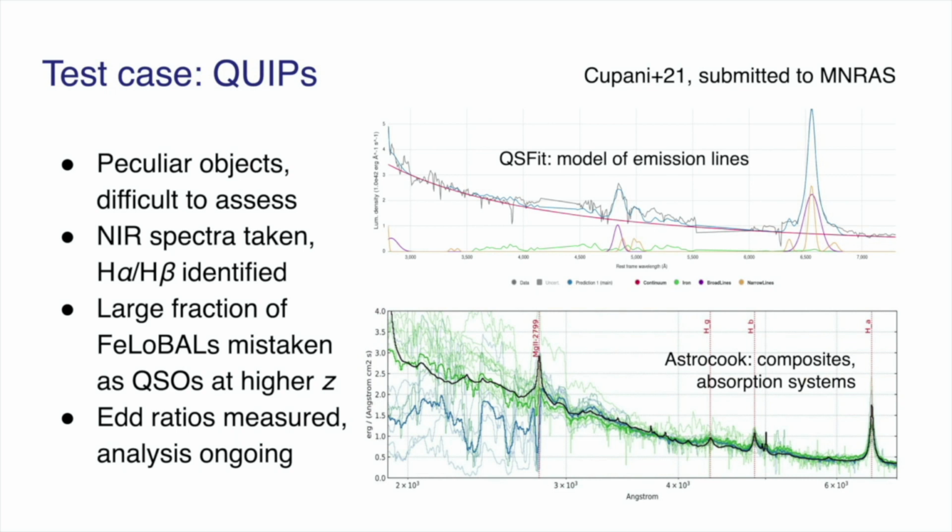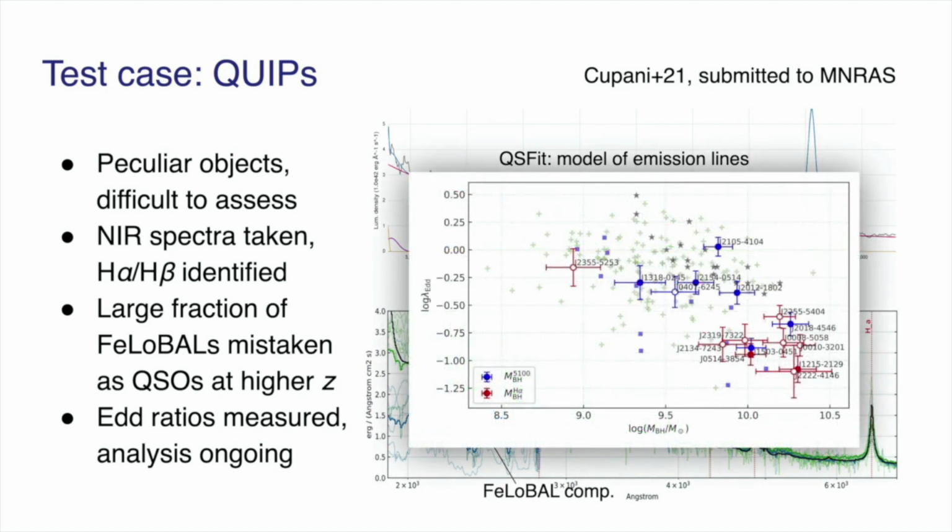These are strange objects, sometimes claimed to trace a transitional strong accretion phase in the evolution of quasars. We used QSFit to estimate the mass of the black holes and Eddington ratios, and finally, we found no evidence about the evolutionary scenario for these objects. But anyway, the analysis is still ongoing.